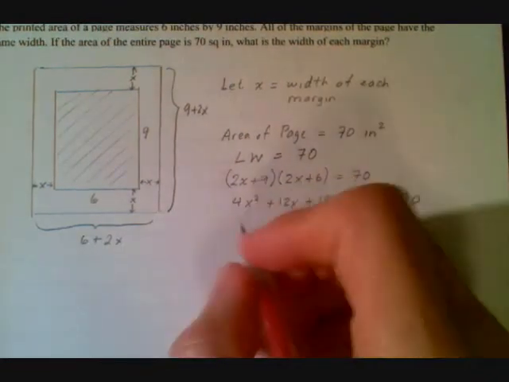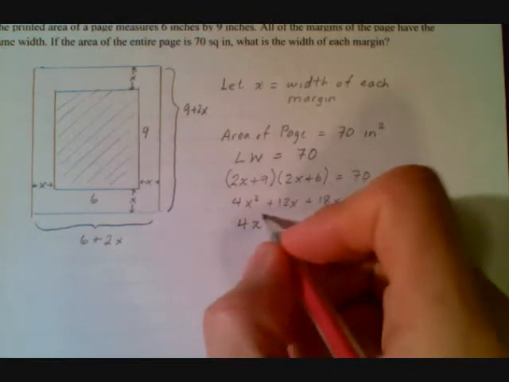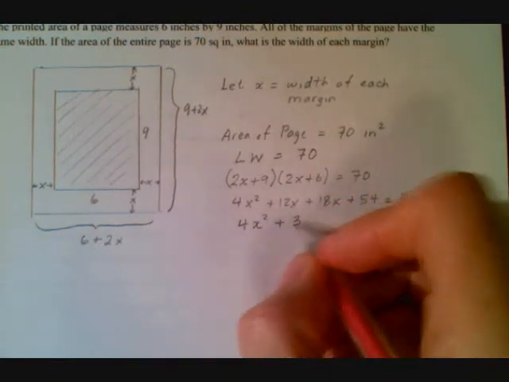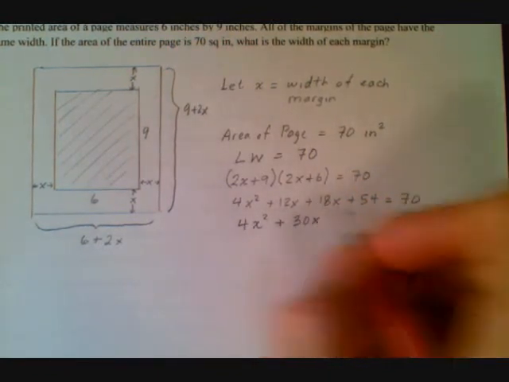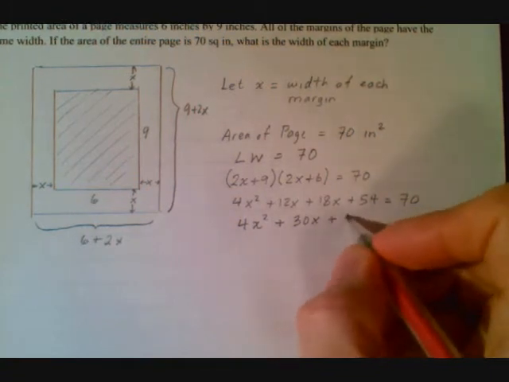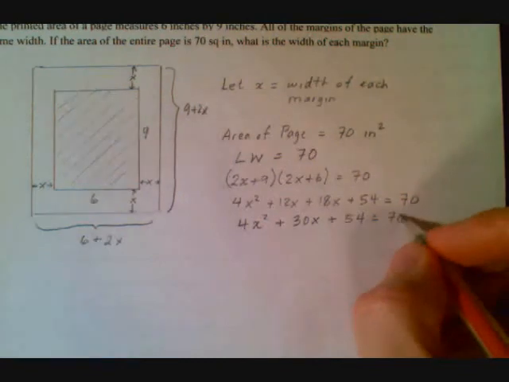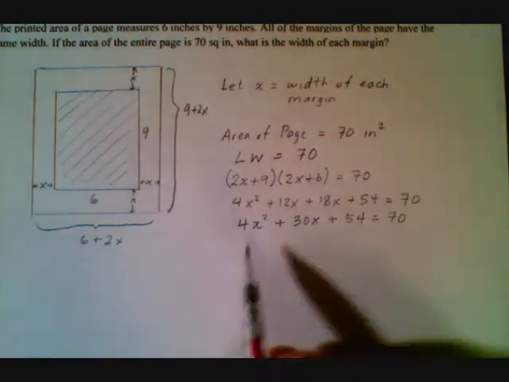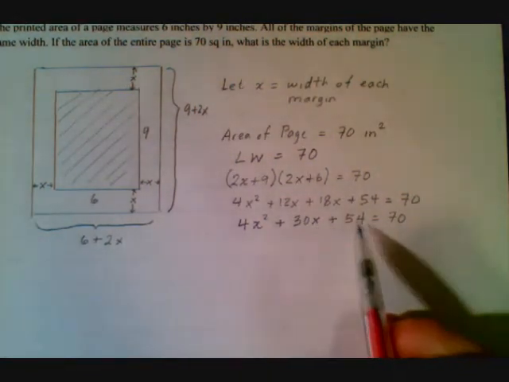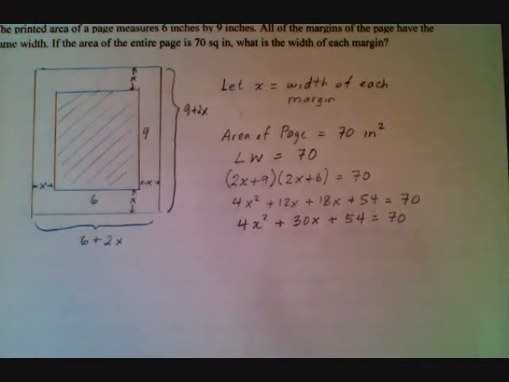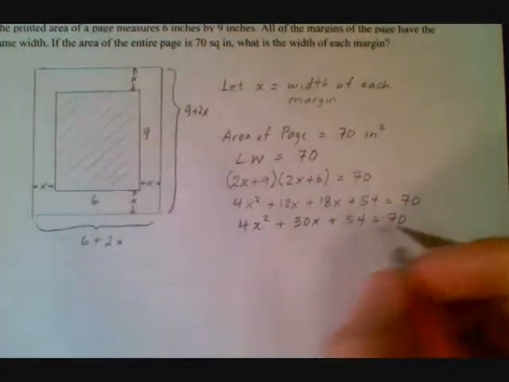This is 4x squared plus, did you hear my bird? He's a very, very talkative today. So I get 4x squared plus 30x plus 54 equals 70. Remember, I want to write this in general form, which means I want 0 on, well, in this case, it's going to be the right-hand side. So subtract 70 from both sides.